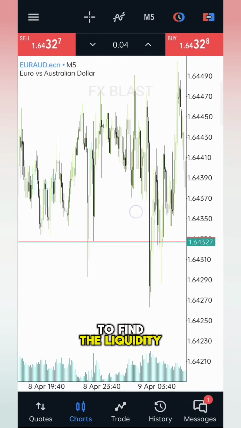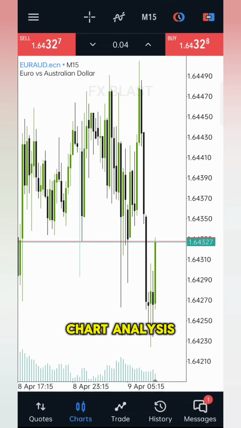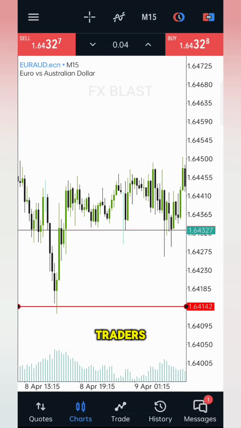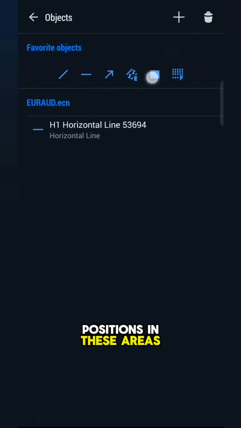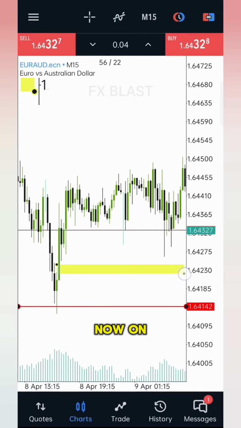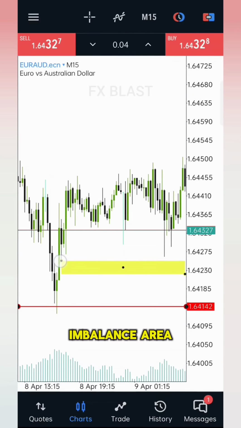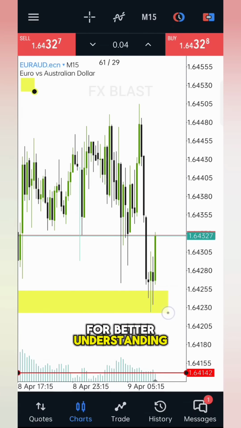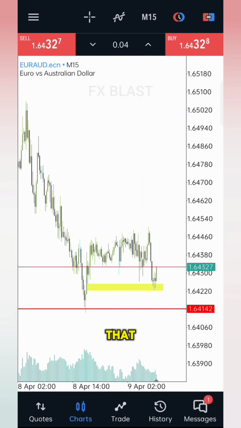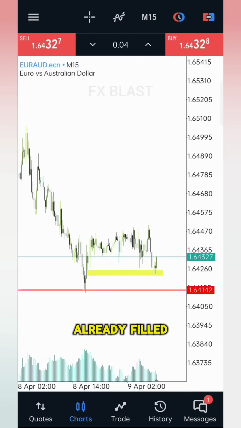To find the liquidity areas, first of all, the chart analysis should be done by setting a higher time frame. Traders basically close all their positions in these areas and start taking new positions again. Now on the 15-minute time frame, you can see a fair value gap, or imbalance area in the extreme zone. Guys, for better understanding, I colored the imbalanced zone yellow. Also, you can see that the imbalanced area is already filled by the price.